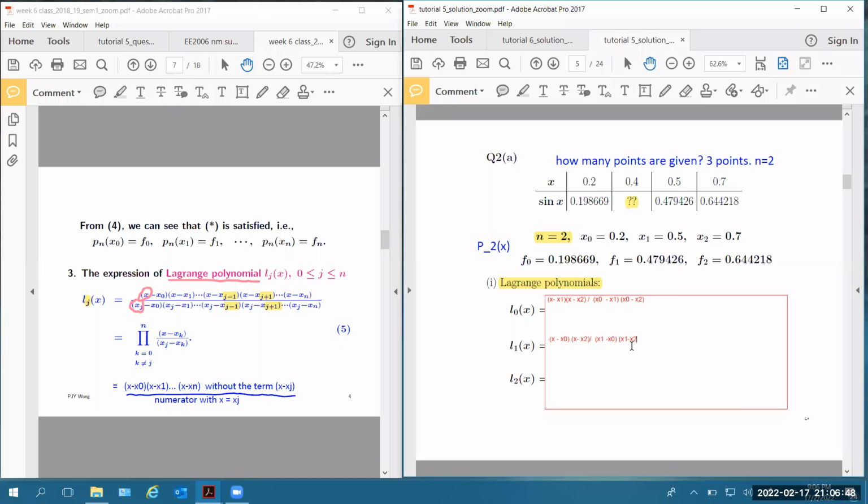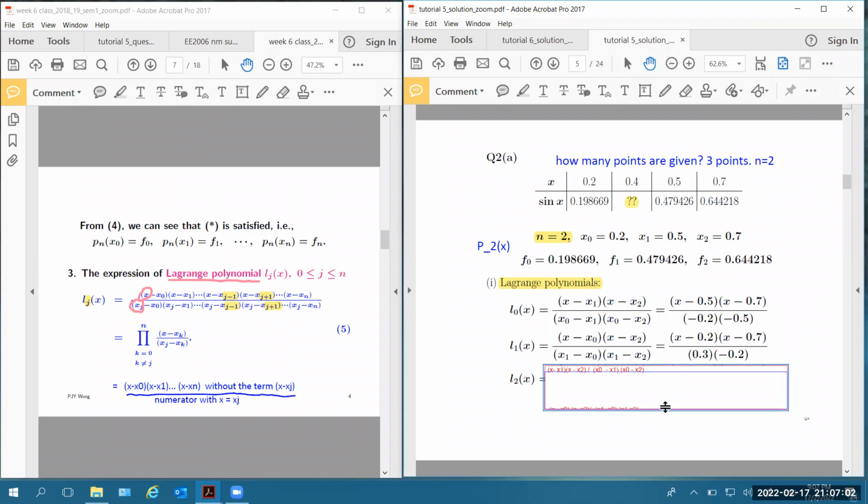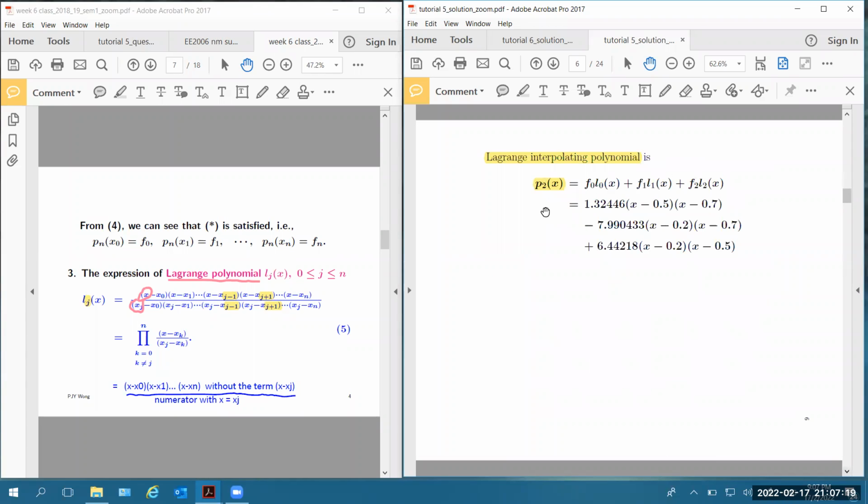All right, so this is your L1(x). I hope everybody is okay and knows how to write this down. So this is how we have it. Like that, then like this, and then like this. And then of course you go and put in your x0, x1, x2, like that. Here no need to multiply out, just put it like this. Okay, so now you are ready to write down your Lagrange interpolating polynomial.